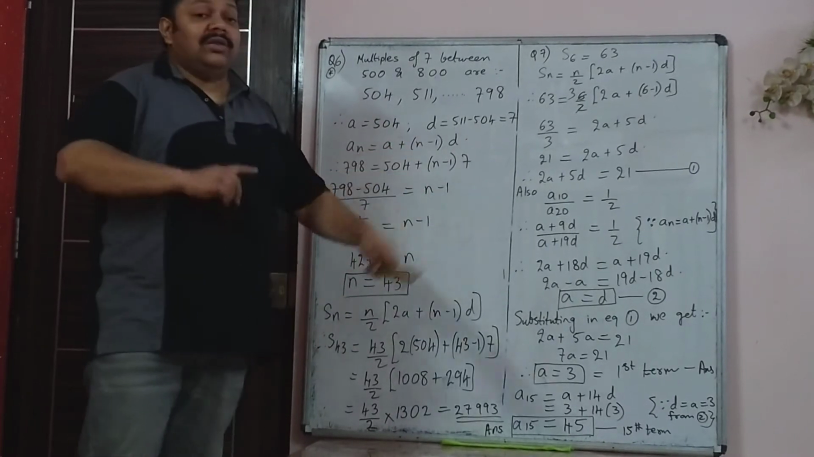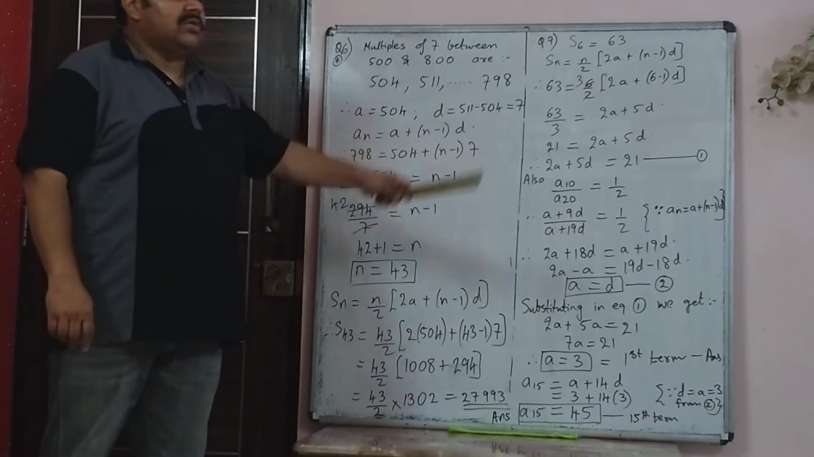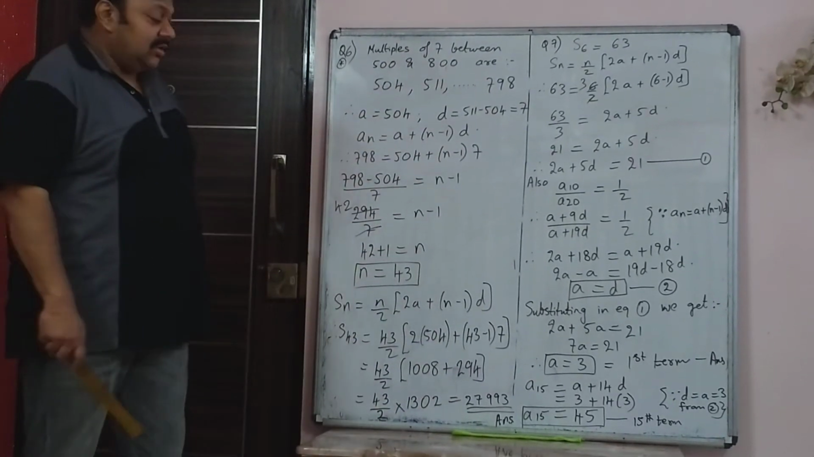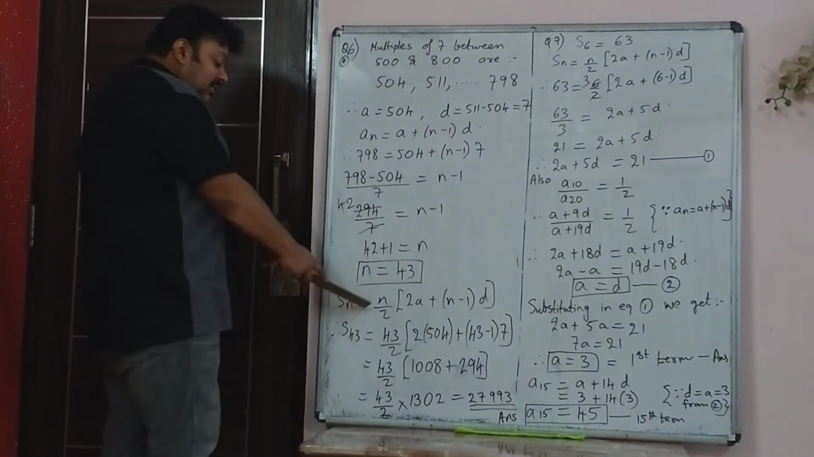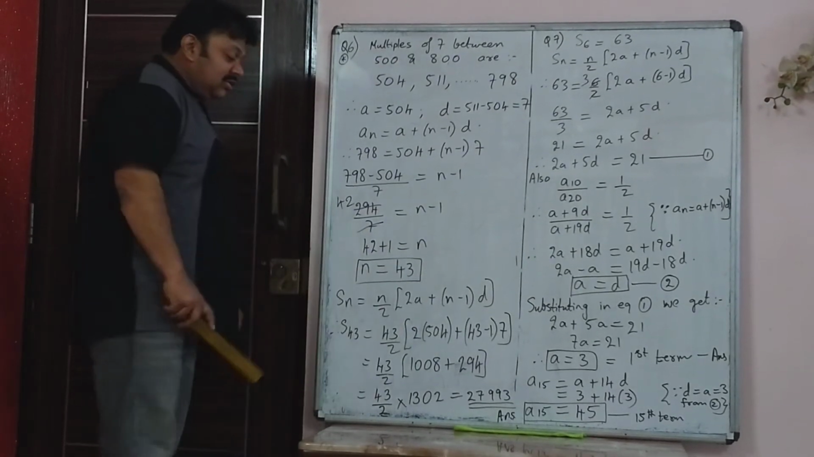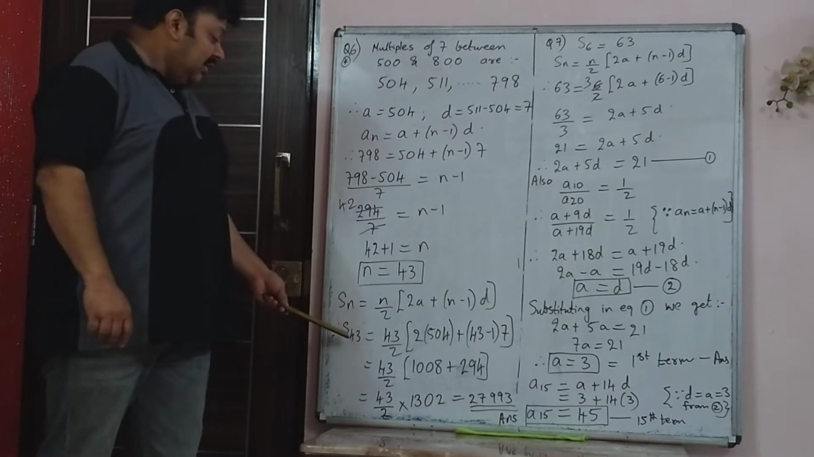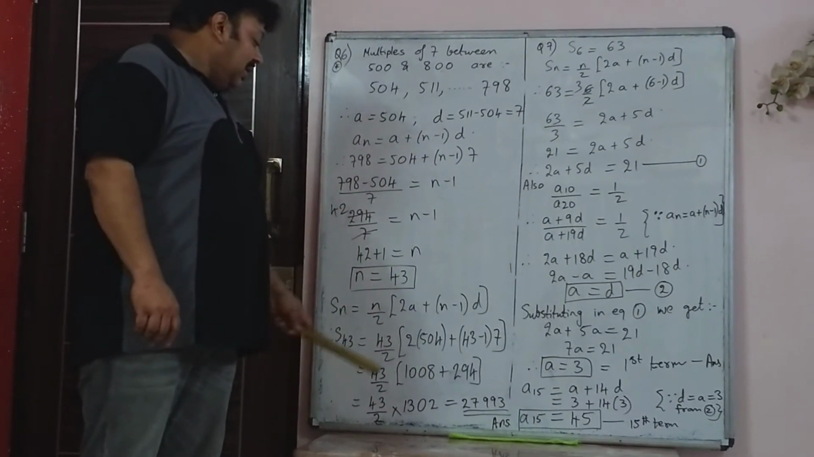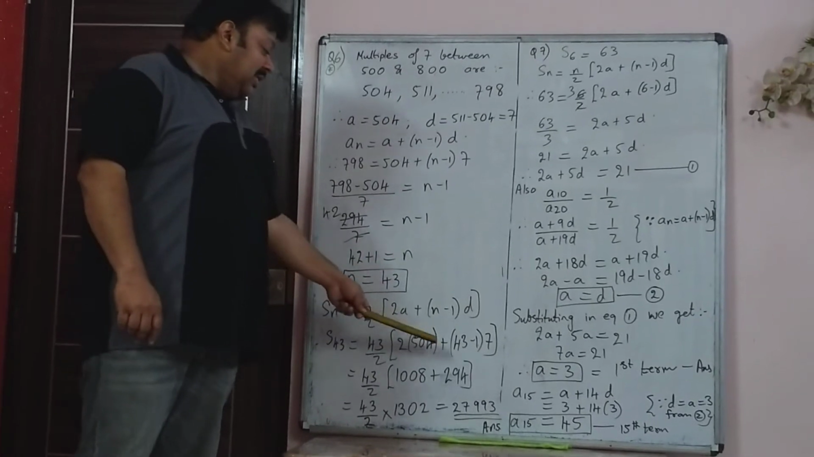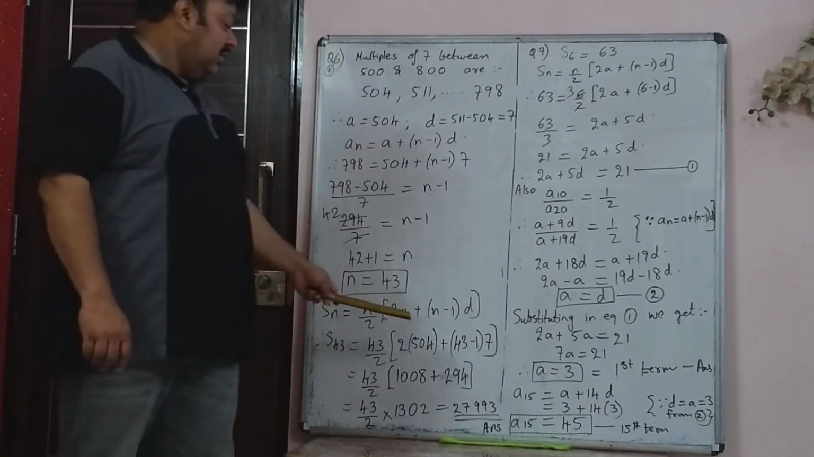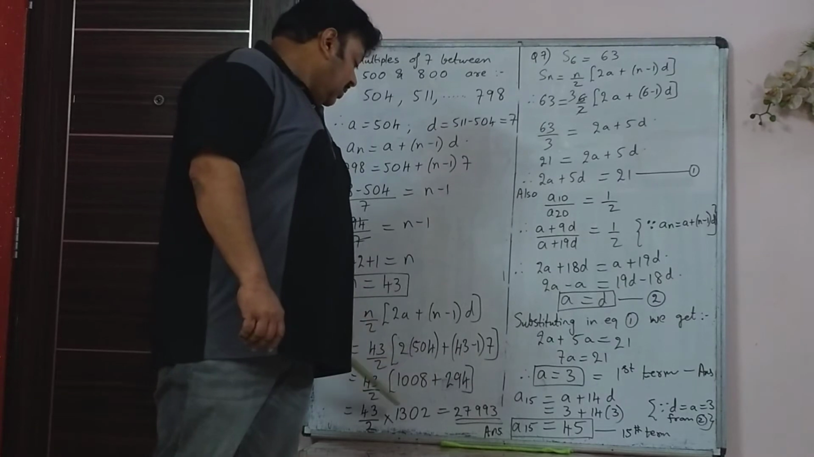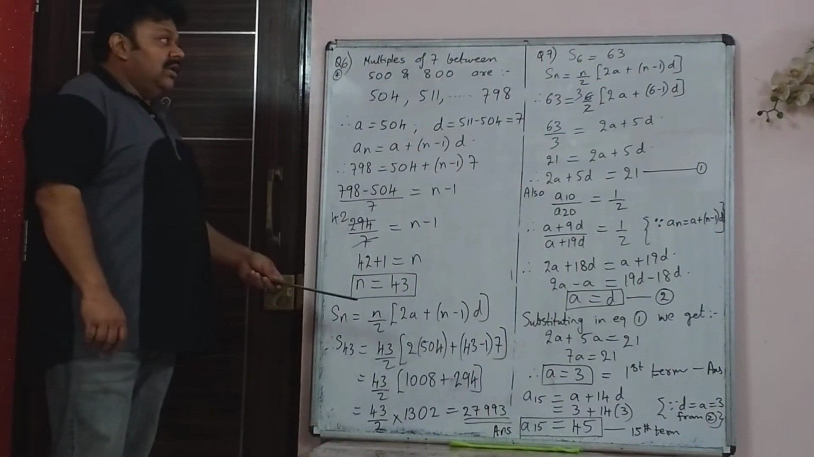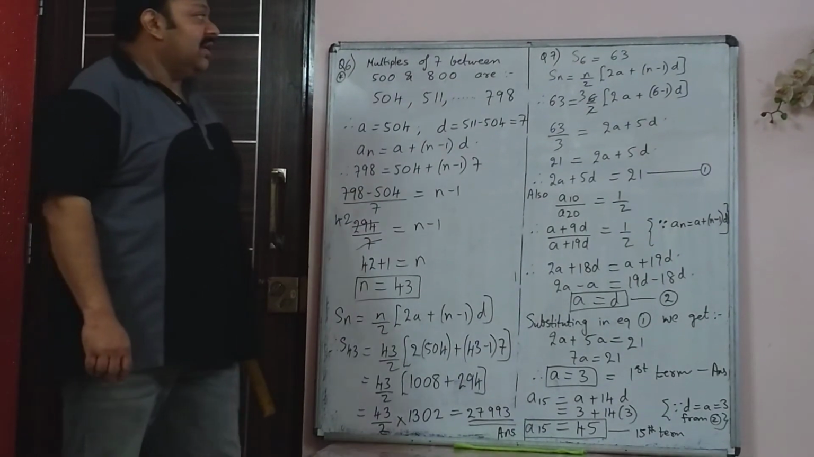Now you are asked to find the sum of all those terms in that sequence which are multiples of 7 and lie between 500 and 800. Using the formula, sum of n terms is n by 2, (2a plus (n minus 1)d), we get S43 is 43 by 2, 2 times a, that is 504, the first term, plus (43 minus 1) into 7. When you multiply and find the answer, you get 27,993. That's how you would do that sum.